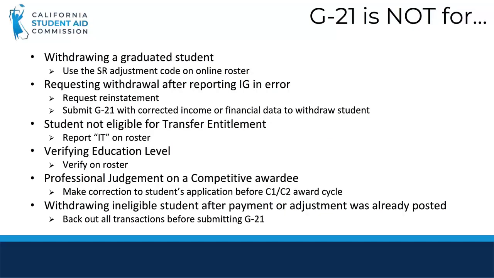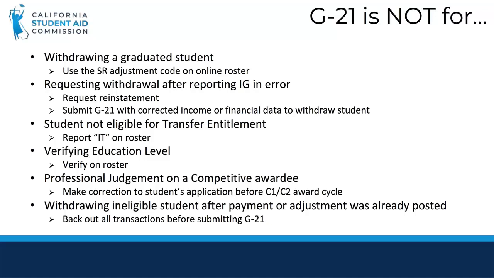You should not submit a G21 if you need to withdraw a graduated student. Instead, you will use the SR adjustment code on the online roster. If you are requesting withdrawal after reporting IG in error, then you can request reinstatement and then submit the G21 with corrected income or financial data to withdraw the student.